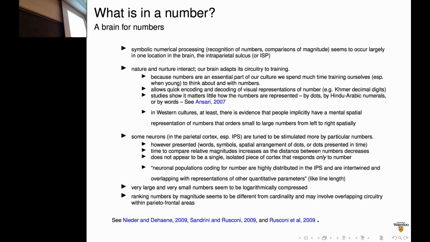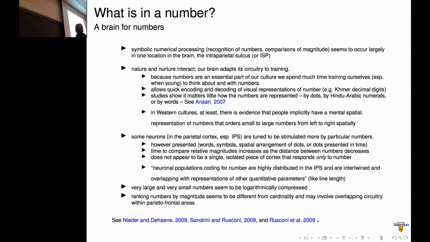One thing we know is that these particular parts of our brain light up no matter how the number is presented, whether it's a number of dots or the word of that number or the symbol of that number. You're parsing it in the same part of your brain. And in our cultures at least, people tend to visualize, have a mental spatial representation of numbers from left to right, going from small to large. That seems to be the case. That's probably because that's the way we've been training ourselves to go in that direction. When numbers get very large and very small, we tend to not be able to tell the differences between them. And so there's sort of this logarithmic compression.